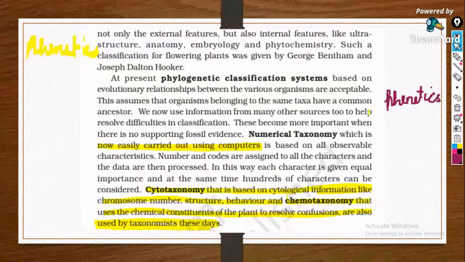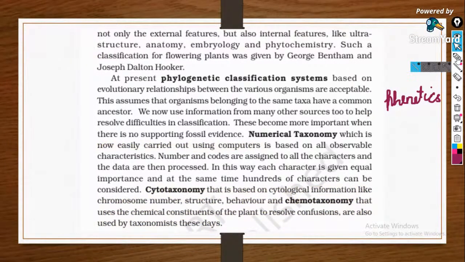And one more branch, that is karyotaxonomy. Karyotaxonomy deals with the chromosomal number and chromosomal morphology. So, from this cytotaxonomy, the chromosomal number and morphology come under karyotaxonomy.